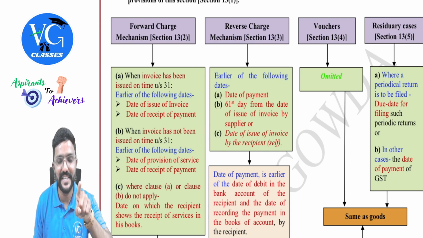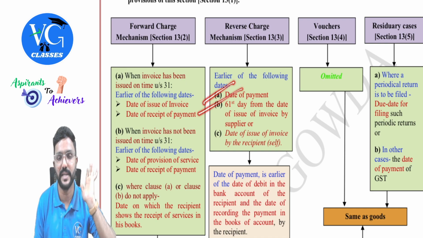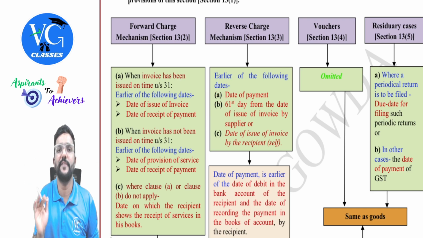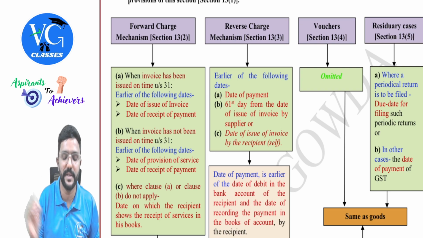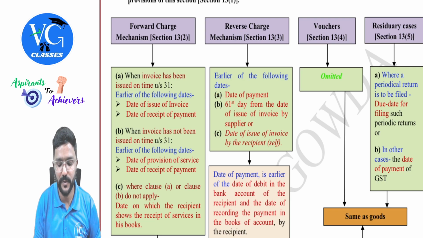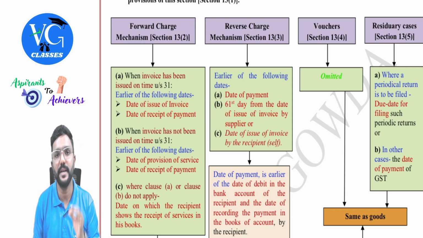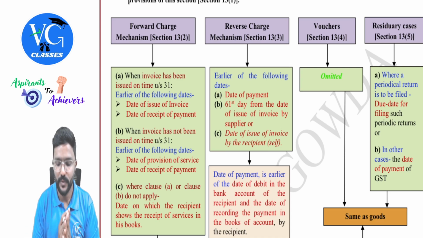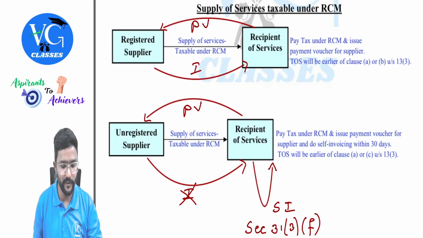Clear? So if the supplier is registered, he will issue an invoice. The time of supply for the recipient would be A or B, whichever is earlier. No, sir, the supplier is not registered. So in that case, the recipient has to do self-invoicing. In that case, what is the time of supply for the recipient? Clause A or clause C, whichever is earlier. And I will also tell you how to calculate the 61st day because you might go wrong with +1, -1 days and all. So I want you to be extra careful there.